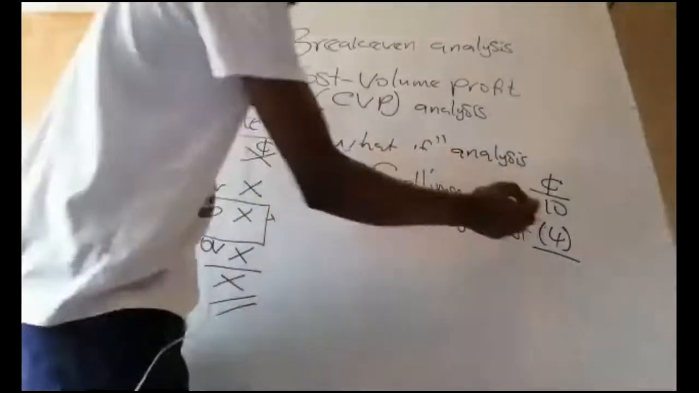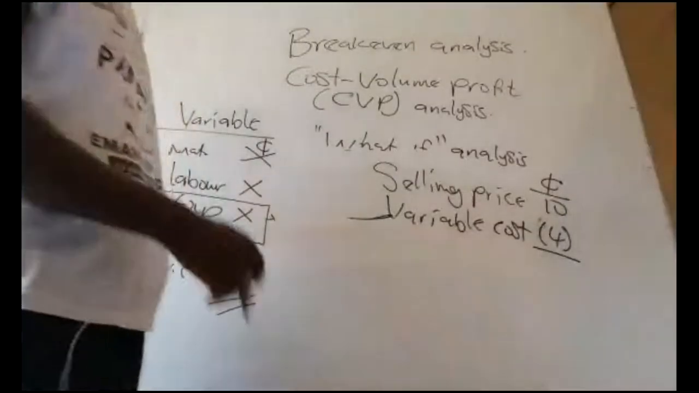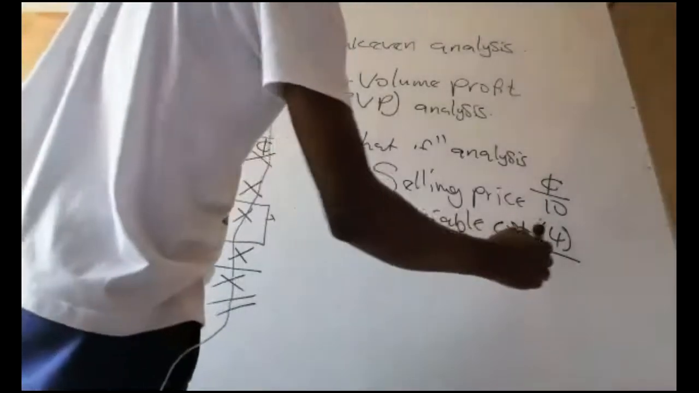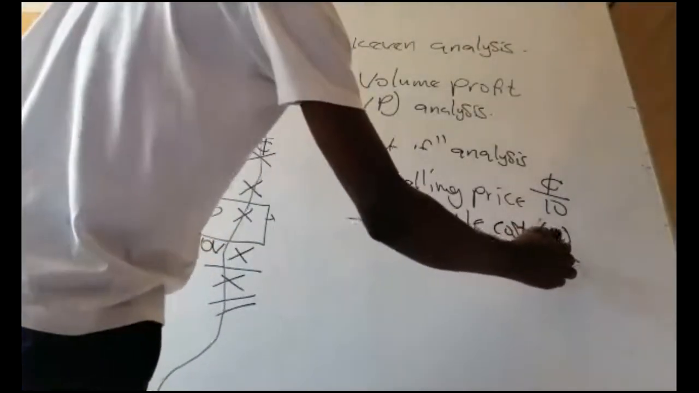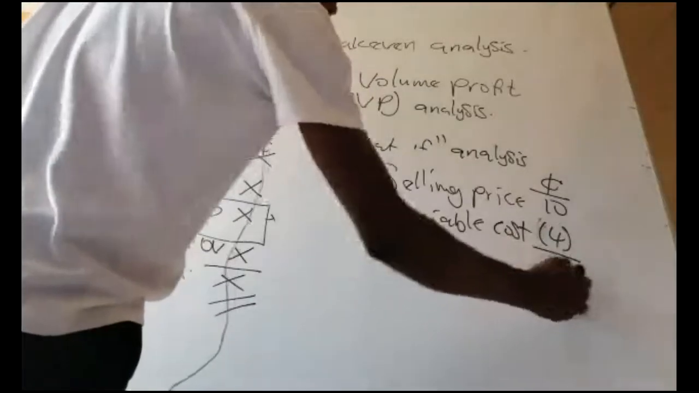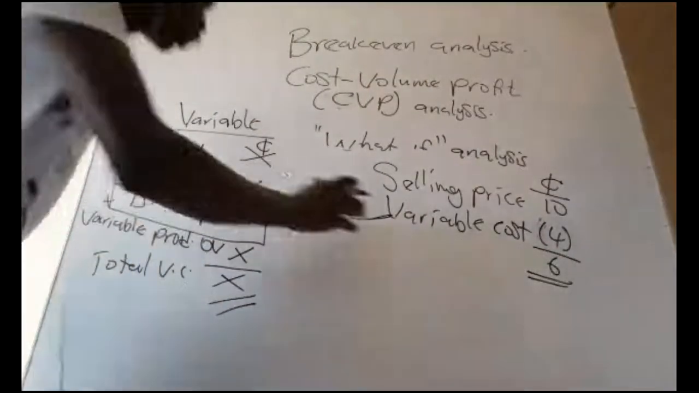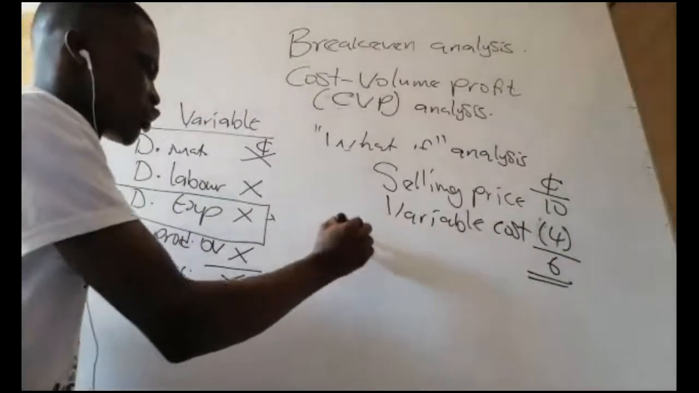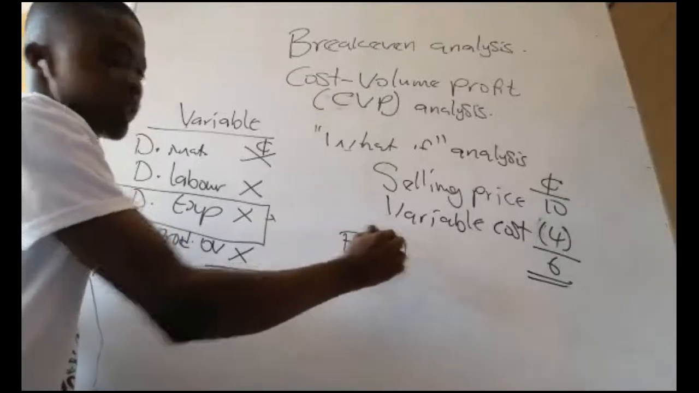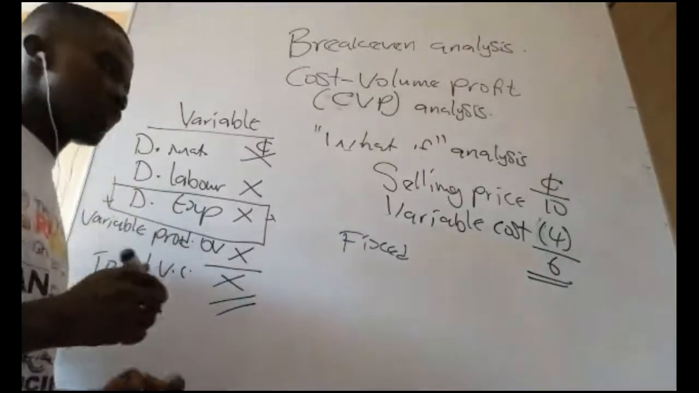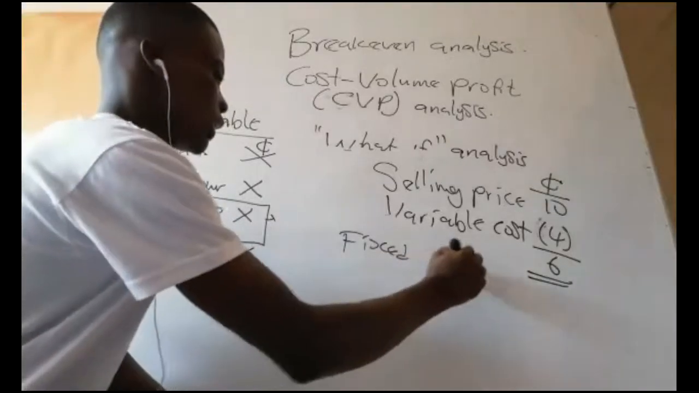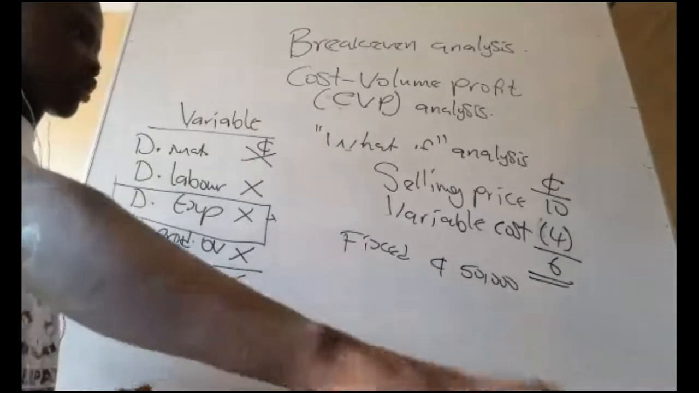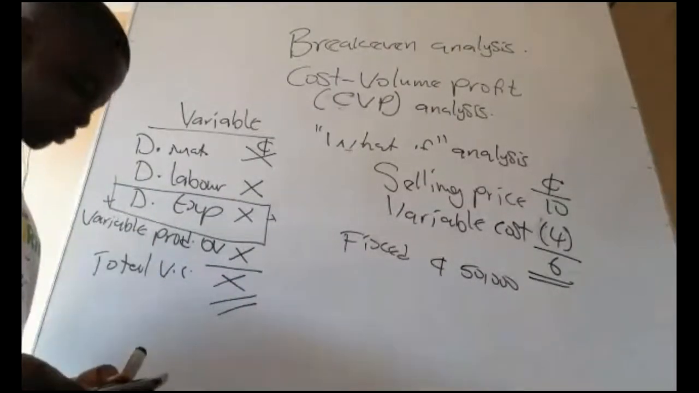So when we get the selling price and we subtract the variable cost, we get the contribution. Contribution of what's the name? 6 Ghana cedis. That's the contribution. Have you seen it? So I am building some points here. Let's assume that our fixed cost is 50,000 Ghana cedis. Our fixed cost is what? 50,000 Ghana cedis.